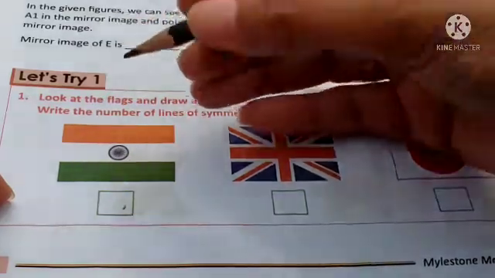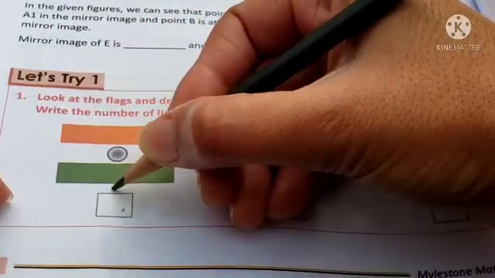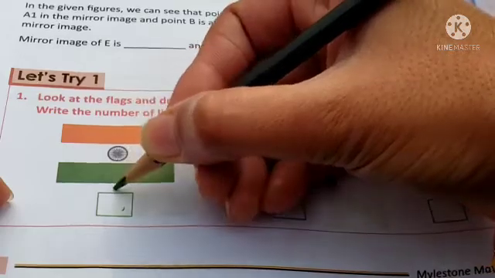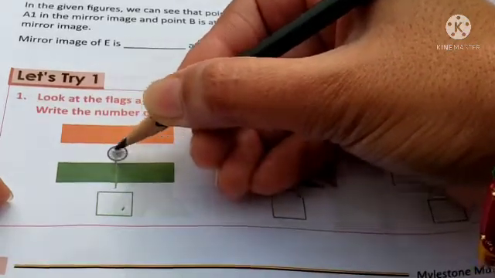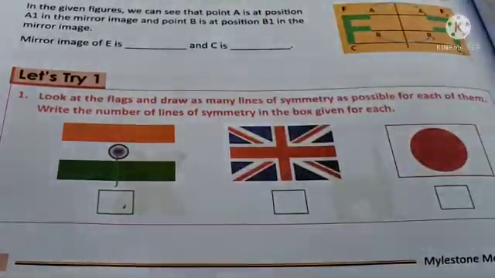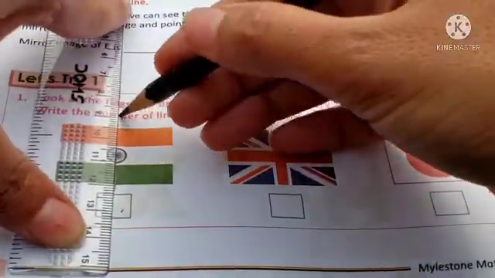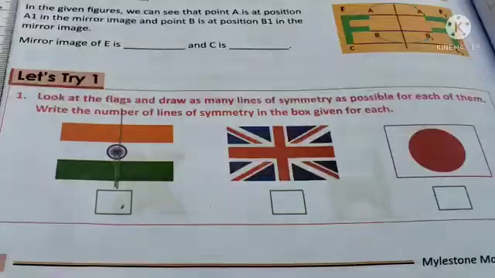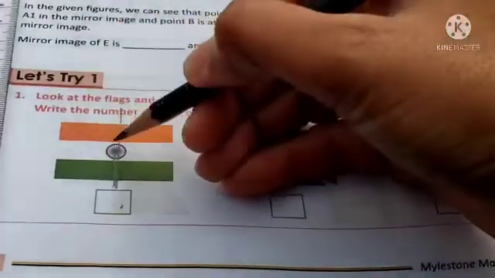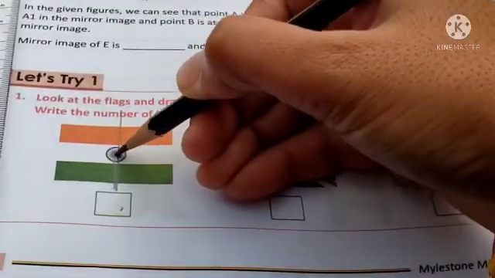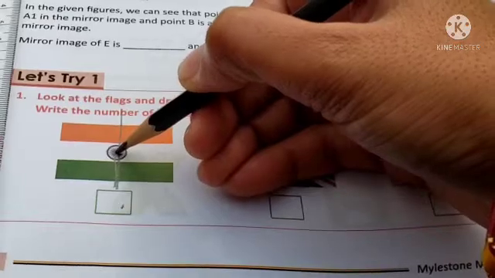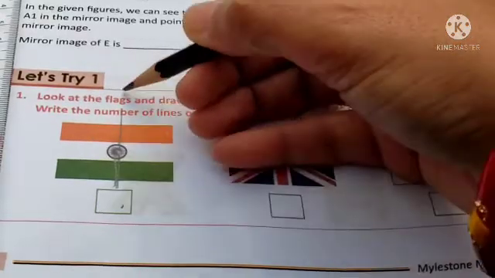If in this flag you draw the vertical line of symmetry, the vertical line will be exactly in the middle of the flag. Okay, so you can take the help of a compass also. For the vertical line you will draw a straight line exactly through the middle of the flag. Okay, and it will pass through the center of the flag. So you can see this is the center, and you will draw the line.